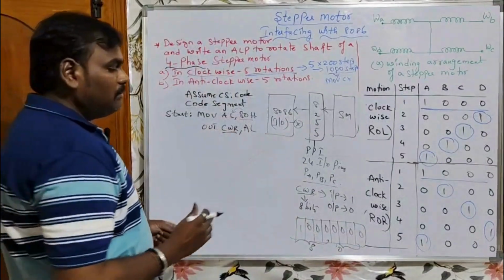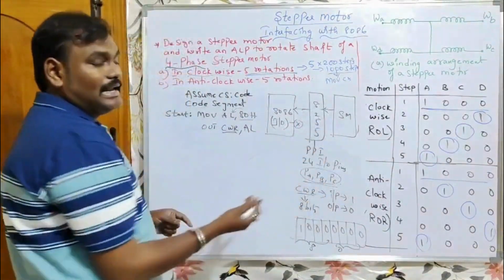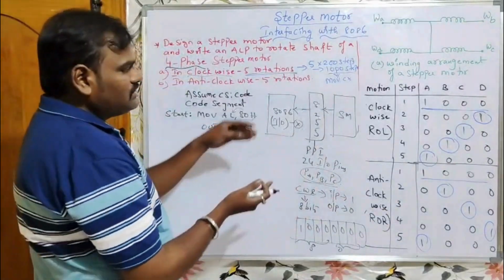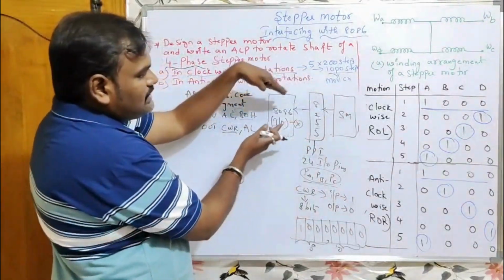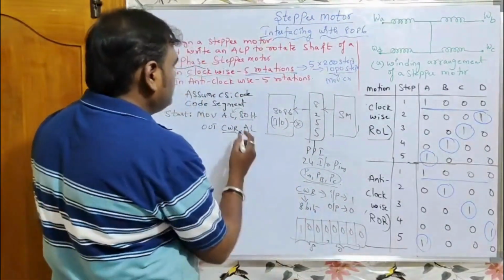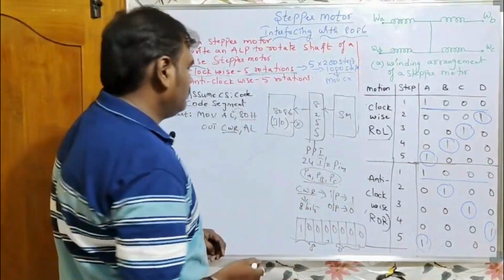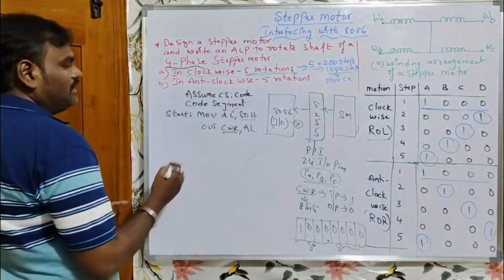That 80H we have moved to the AL. It means all the ports in the 8255 are acting as output ports. Why? Because the output ports are giving the inputs to the 8086. That's why we are placing 80H, which means all the ports are declared as output ports here. And next we will write the logic.